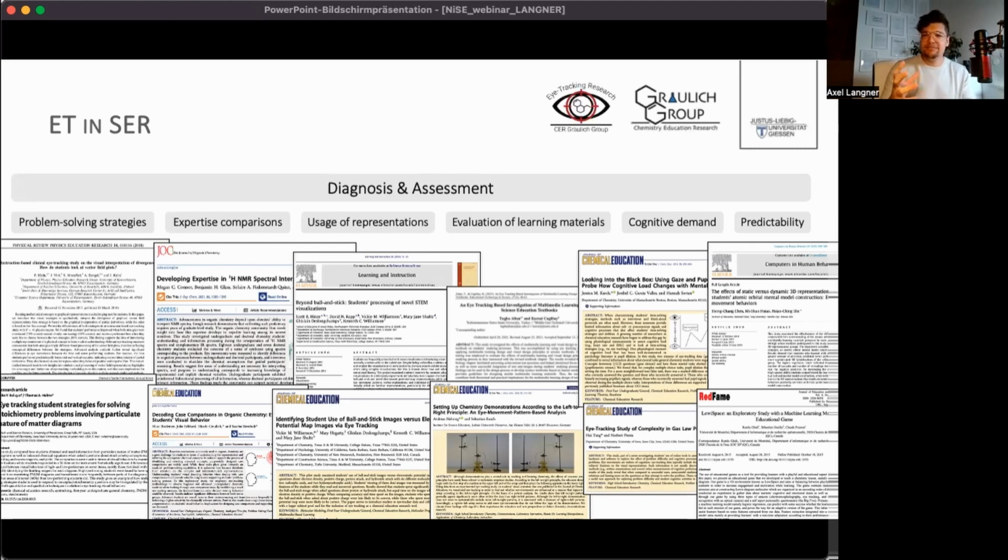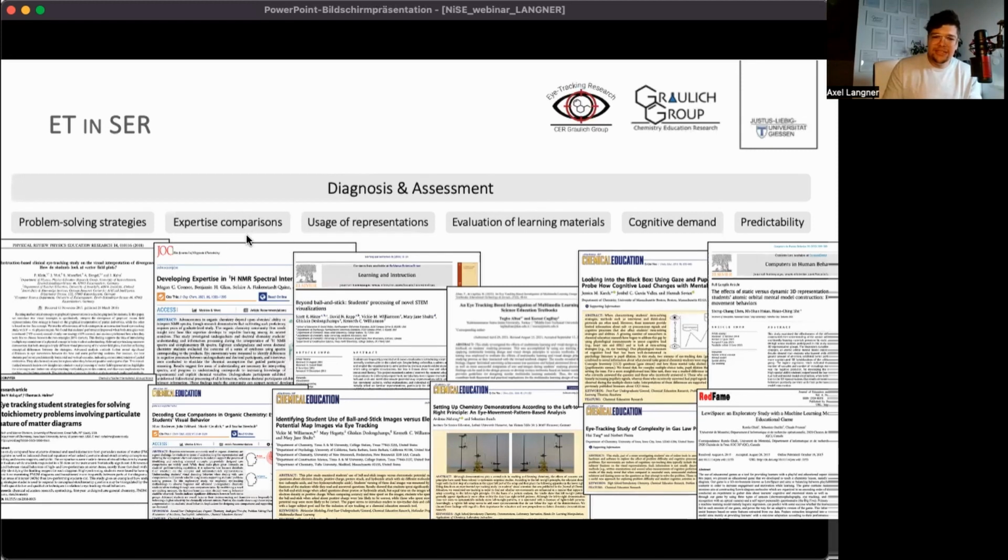And I categorized the broad literature into different topics. You can categorize it in different themes as well, but I chose these ones. And maybe the list is not finalized. So for example, what happened a lot is problem-solving strategies, which you can see here on the left side. For example, how do your participants or learners solve specific problems?